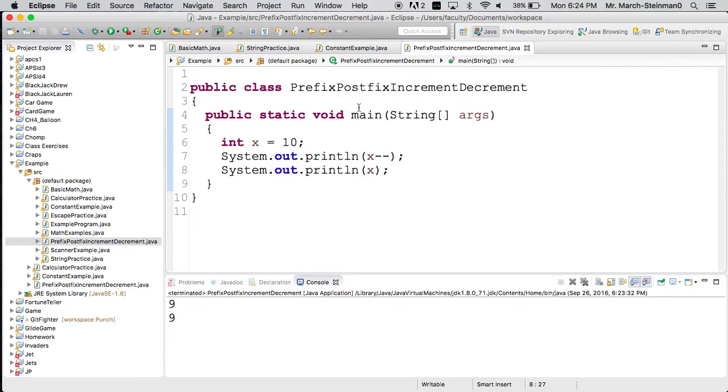This is all I'm going to be talking about with these operators, but you can see they end up being pretty useful, and you'll see them a lot in the future. But there is a difference between prefixing and postfixing these operators.